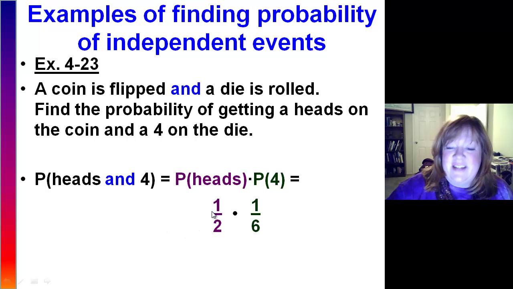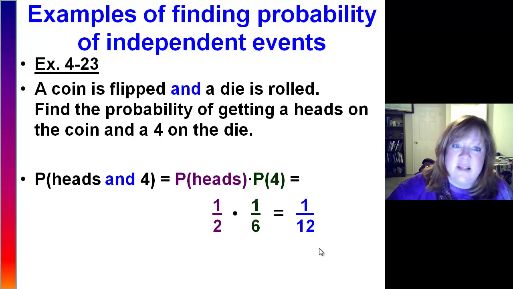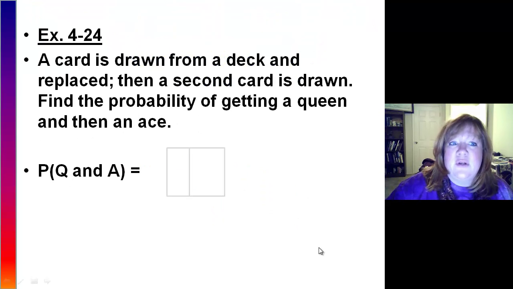Then to multiply fractions, oh yes, fractions. Oh, we love them. No, we love it. 1 times 1, 2 times 6. You multiply straight across. So you'd end up with 1 out of 12. That's it. Easy peasy, right? So let's try another one.